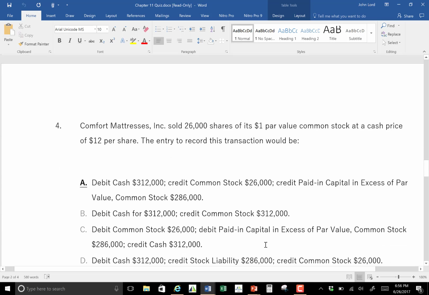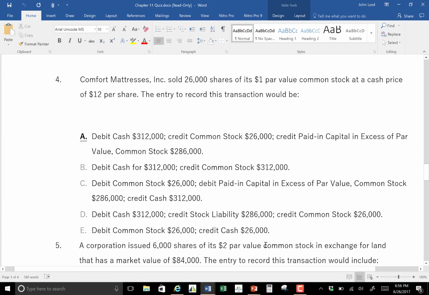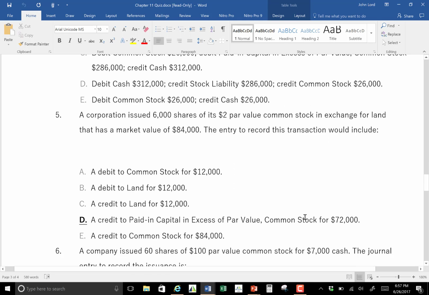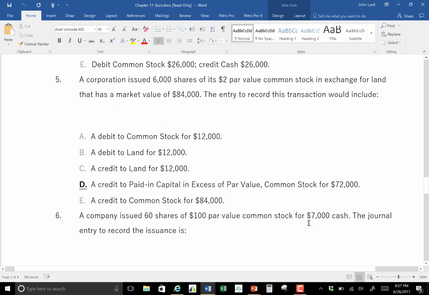Comfort Mattresses sold 26,000 shares of $1 par value common stock at a cash price of $12 per share. The entry for this is going to be 26,000 times 12 is the cash, right? The 1 times the 26,000 is going to be the credit to common stock, right? And the difference goes to additional paid-in capital in excess of par. Okay.